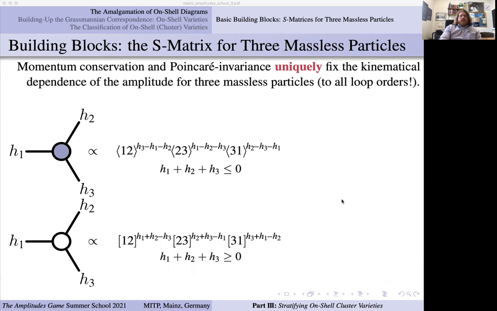And let me be clear about what I mean here. So recall this general expression that we have for massless particles in four dimensions, the all orders helicity amplitudes. When the sum of the helicities coming into the vertex is negative, then you have this blue vertex. And when it's positive, you have this white vertex. And in Yang-Mills theory, you'd have pluses and minuses. And you could decorate this with arrows, for example.